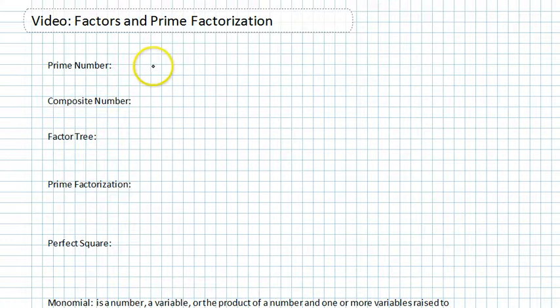So for instance, 2. 1 times 2 equals 2. There really are no other options. If I take the number 3, which is also prime, 1 times 3 gives me 3. 5 is another prime number. 1 times 5 equals 5.